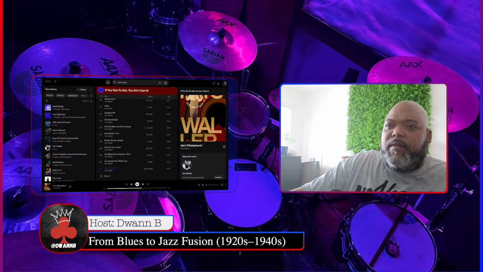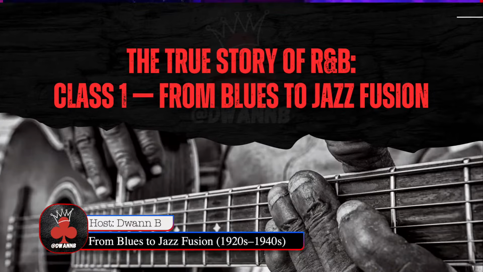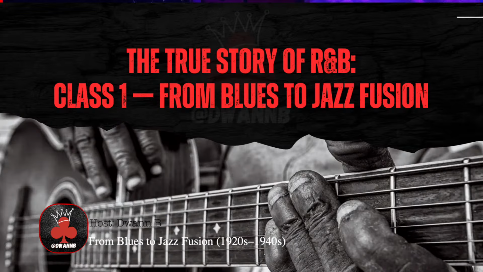Here's the PDF. For all of you that are in the class on Patreon, y'all be getting this right here. It's a PDF, and we have a whole syllabus that we go through under the slides. The True Story of R&B, class number 1, from blues to jazz fusion: how we got to rhythm and blues. This is the pre-story to how we got to what we now know as rhythm and blues, all right?